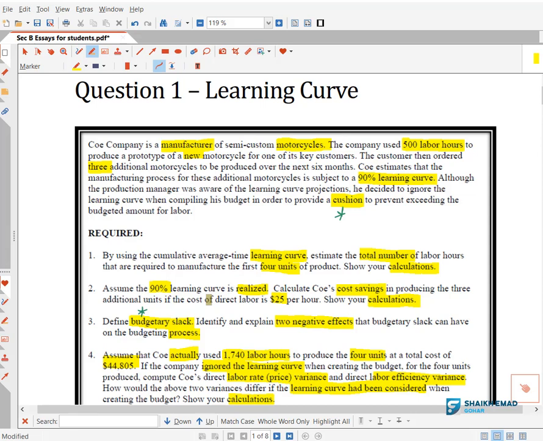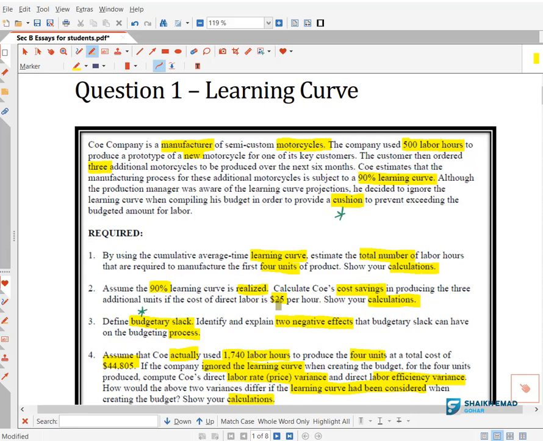2000. Right? Now tell me, how much is my labor cost if I ignore learning curve? You will say 2000 multiplied by 25, right or not? If I ask you how much is my labor cost if I ignore learning curve, you will say 2000 hours are needed and the labor cost is 25. So 2000 multiplied by 25, right or not? Okay, calculate how much is coming. Tell me. 2000 multiplied by 25. Where is 25? It is written in requirement number 2 here. See, we pay to the labor 25.